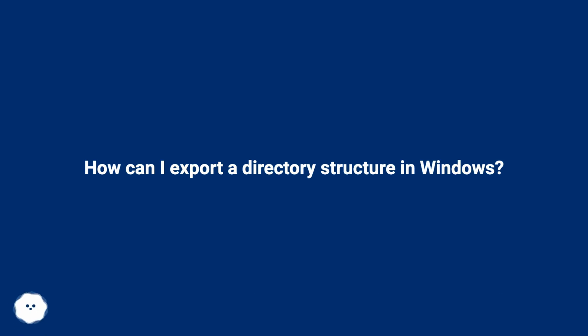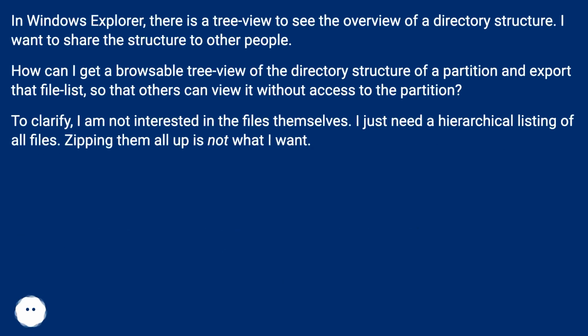How can I export a directory structure in Windows? In Windows Explorer, there is a tree view to see the overview of a directory structure. I want to share the structure with other people. How can I get a browsable tree view of the directory structure of a partition and export that file list, so that others can view it without access to the partition?